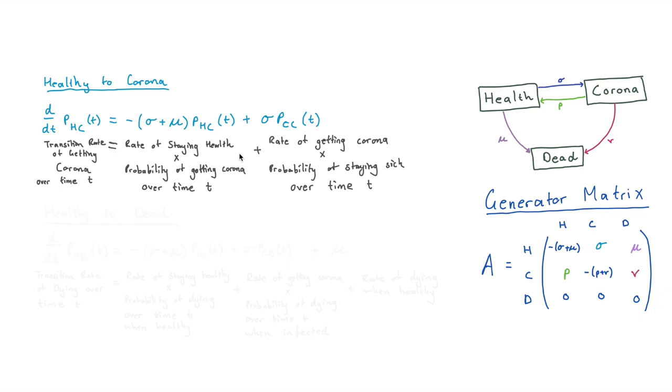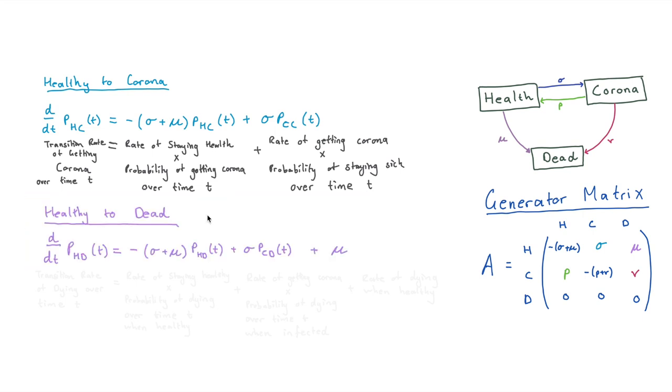The transitional rate of getting corona over time t, okay? So what is the probability that we're going to get the coronavirus over time t given that we're healthy? Well, it's going to be the same as staying healthy and then getting the disease. So the rate of staying healthy times the probability of getting corona over time t, plus the rate of getting corona times the probability of staying sick over time t.